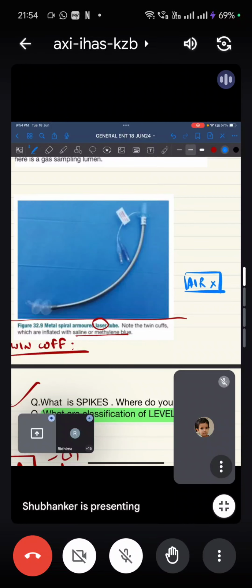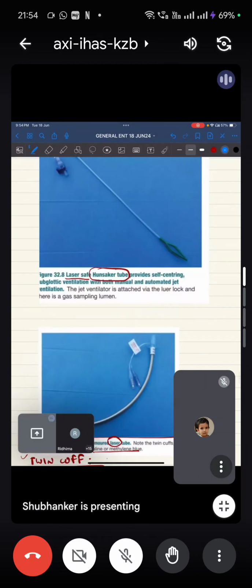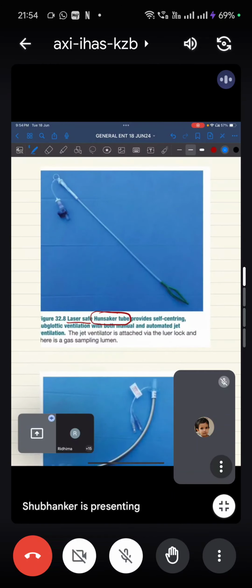Normally, whenever we put an endotracheal tube, we directly inflate the cuff with air. But this is the difference here. We do not inflate it with air. So this can be one question: how do you inflate it? What do you fill in it? And second, what is the purpose of the twin cuff? As far as the name, I couldn't find any name for this particular twin cuff tube. The tube above, given as laser safe, is the Hunsaker tube. That name you can remember.